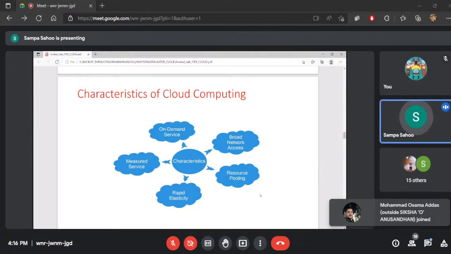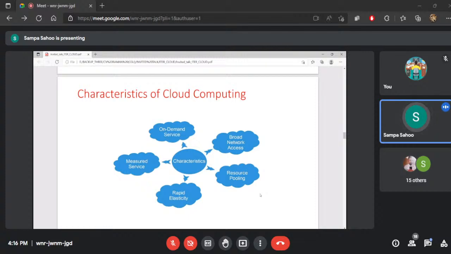Broad network access means you can access the cloud service on heterogeneous devices and heterogeneous networks. Heterogeneous devices means you can access the same service on your mobile as well as laptop as well as tablet, whether you are using a Wi-Fi network or a data network, you can access the services. So broad network access tells that anywhere, anytime, the cloud service is available.